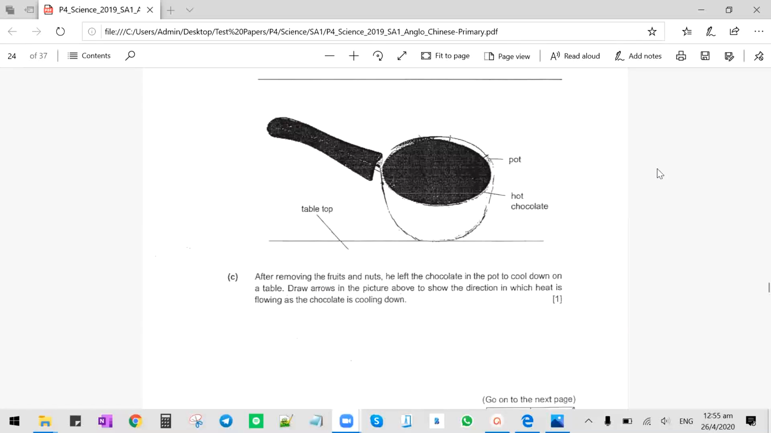Question C. After removing the fruits and nuts, he left the chocolate in the pot to cool down. Draw arrows in the picture above to show the direction in which heat is flowing as the chocolate is cooled. Okay, the direction that heat is flowing, so it is clearly like this. Heat is dissipating, is being emitted, okay, leaving the pot. That's why eventually it cools down.